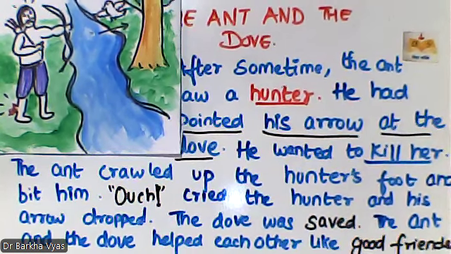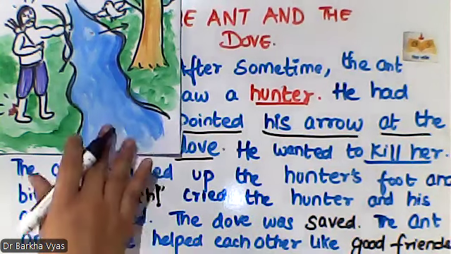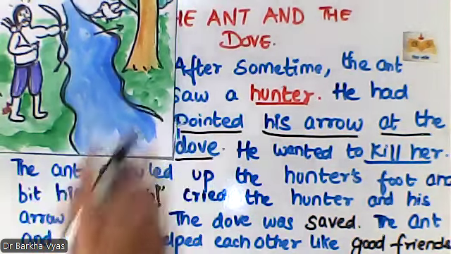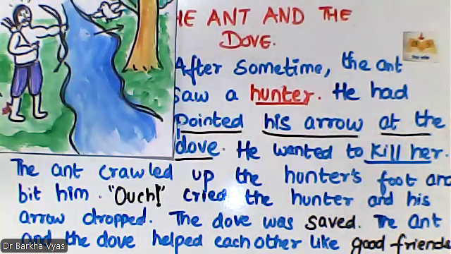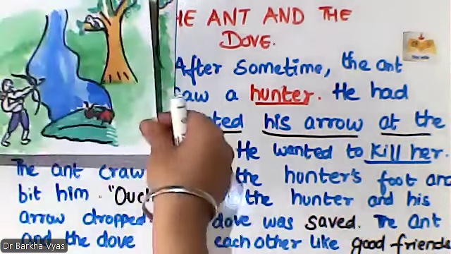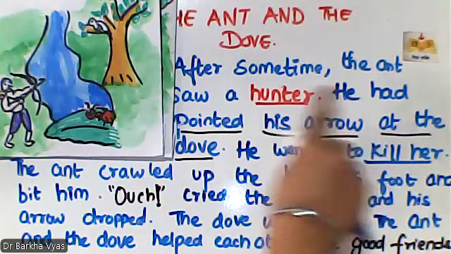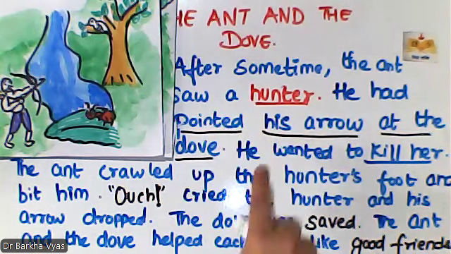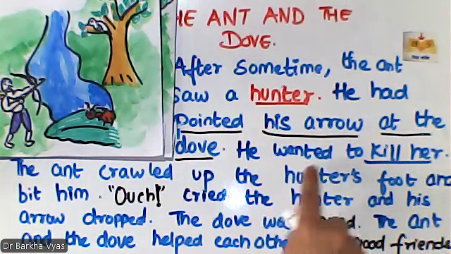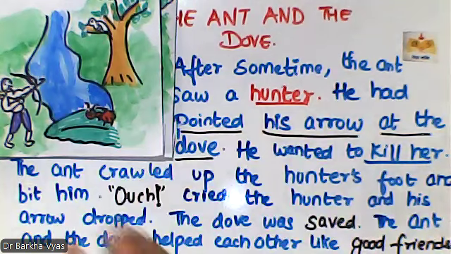Can you see clearly, kids? Yes? So what happened? After some time, the ant saw a hunter. He had pointed his arrow at the dove. Right? The hunter had pointed the arrow at the dove. And who saw it? The ant saw the hunter. So what did the hunter do? He wanted to kill her. Kill whom? To kill the dove.